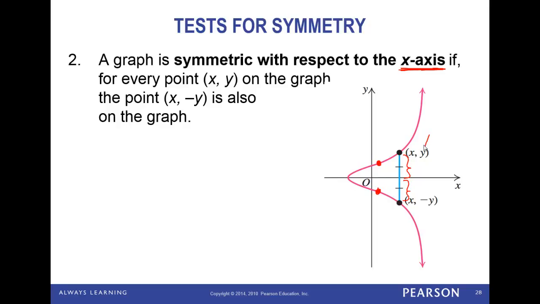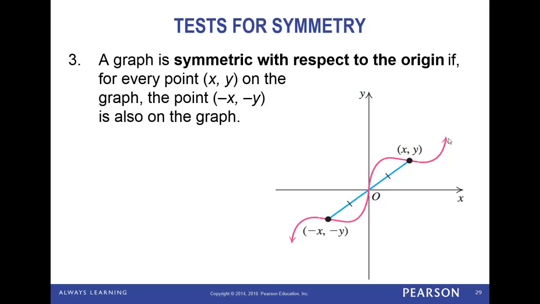So notice the difference here. You have a positive x, positive y. If there is symmetry with respect to the x-axis, then you also can have a point (x, negative y). But notice with x-axis symmetry, the x coordinate is exactly the same. The y coordinate has been changed.